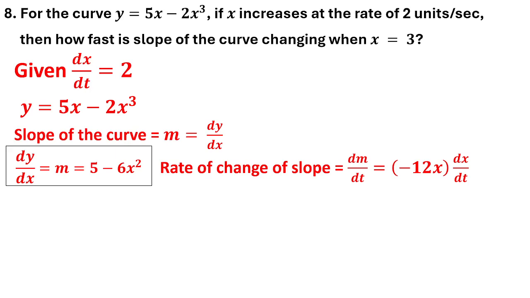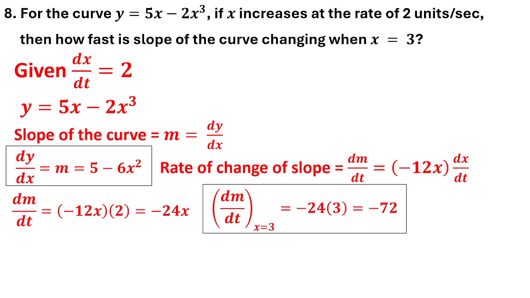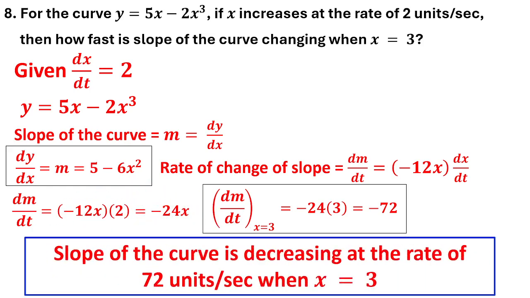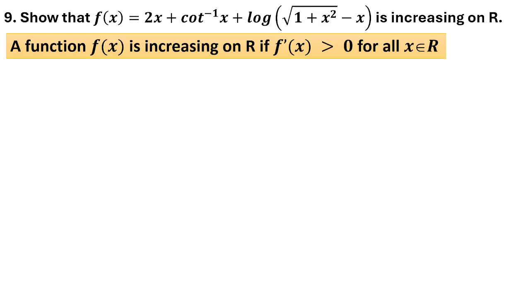Be careful with this problem. We don't want to find dy by dt. Be careful with that. We want dm by dt, and it is minus 12x into dx by dt. Dx by dt is given. Therefore, minus 24x, but it is minus 72. What do you mean by that minus 72? It tells you that the slope of the curve is decreasing at the rate of 72 units per second. You should know that whenever a negative sign comes, the meaning is that it is decreasing.